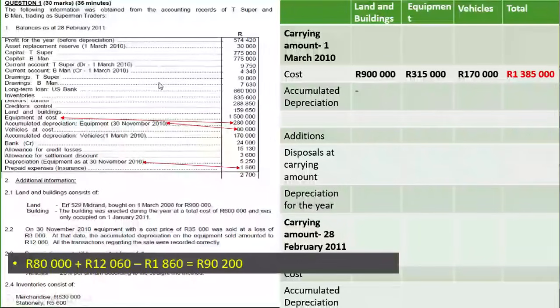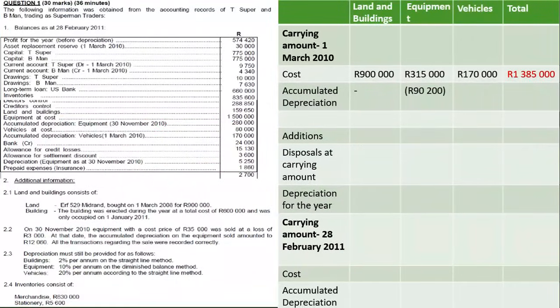If you look at the scenarios, if you look at the table and you read this carefully, you should be able to figure out how we got these figures. The 80,000 Rand is from the table, which does not include the depreciation for the equipment which we sold. And then we're adding back all the accumulated depreciation for the equipment which we sold, and we deduct the depreciation for the equipment which we sold because it is included in this 12,060 Rand. So that's how we get the 90,200 Rand, and that's where we will plug in the amount under equipment accumulated depreciation at the beginning of the period. Let's move on to vehicles.